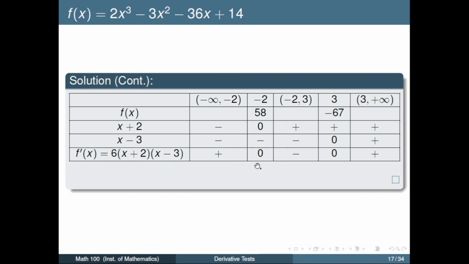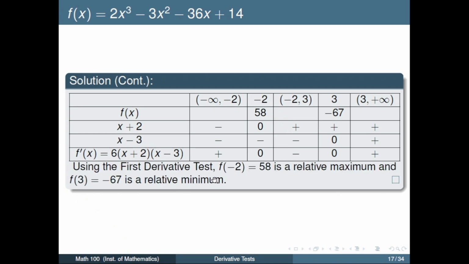So again, possible lang magkaroon ng relative extrema at the critical number. So i-check natin isa-isa. At negative 2, to the left niya, positive. To the right niya, naging negative. Therefore, nag-change ang sign ng ating f prime. Moreover, kapag positive to negative, that means pataas, then bababa, then we have a relative maximum. Okay? So, using the first derivative test, f of negative 2 equals 58 is a relative maximum.